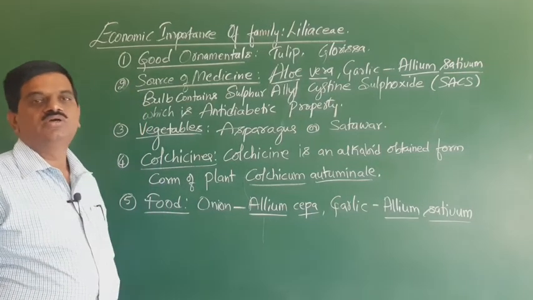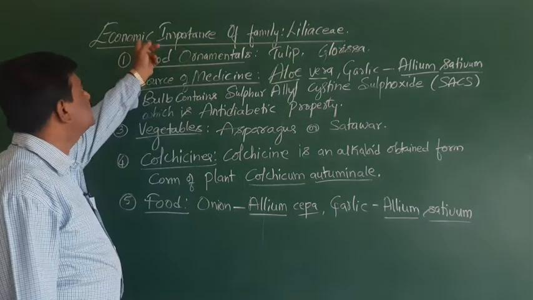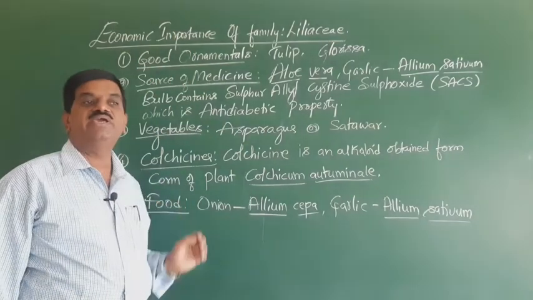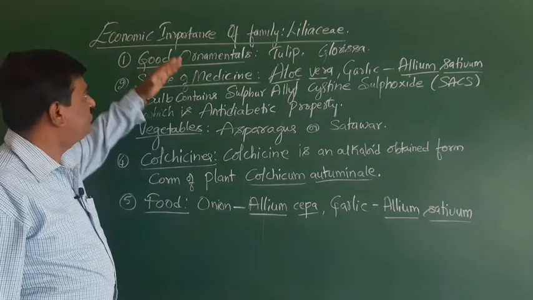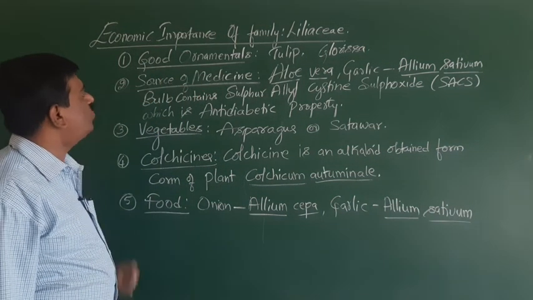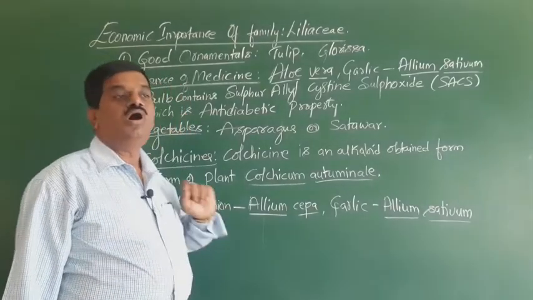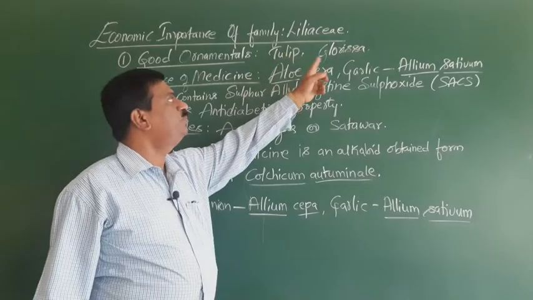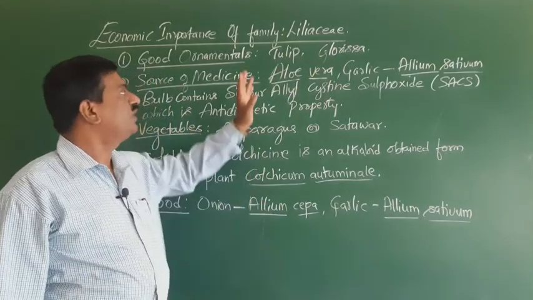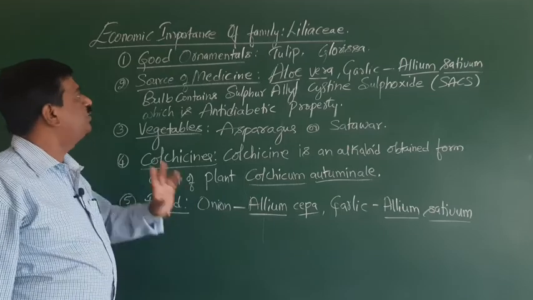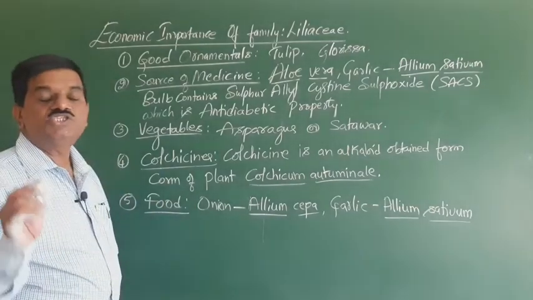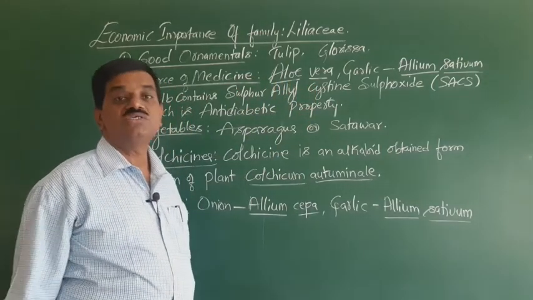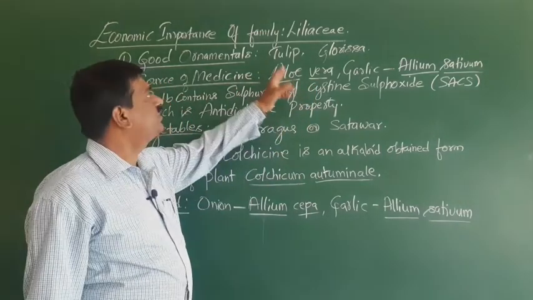So we go for next heading called as economic importance of a family Liliaceae. Liliaceae family economic importance. The first one is it is a good ornamental plants. Example for this is tulip, gloriosa. These are the examples of ornamental plants. Next one is it is a source of medicine. So one of this we know that called as aloe vera. So aloe vera comes under Liliaceae.